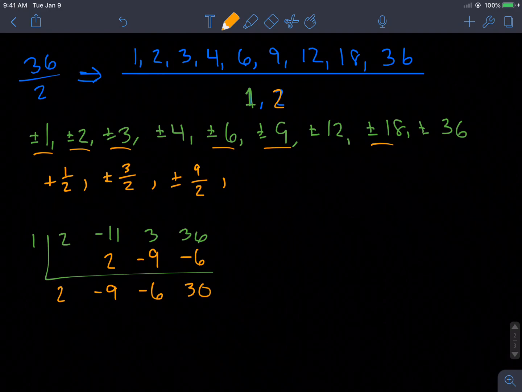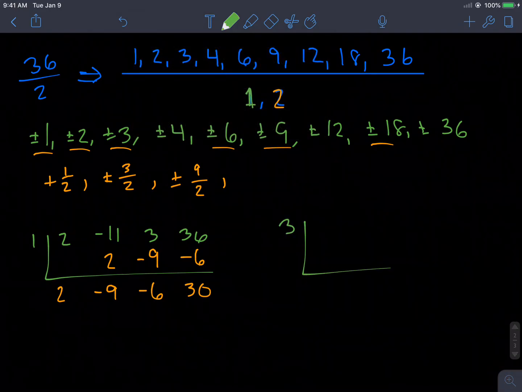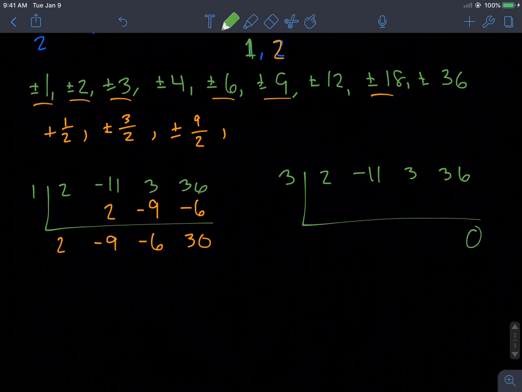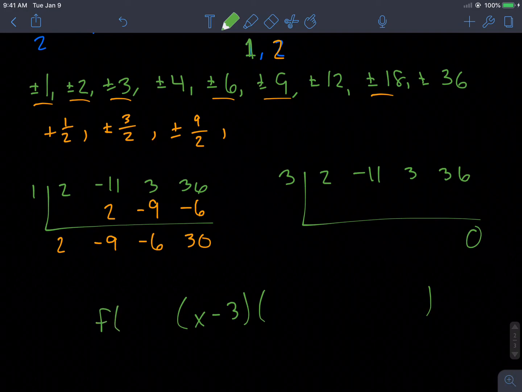I'll let you finish this from here. I'll give you a hint that 3 just might be one of the zeros. Okay, so plug in 3. See if that gets you a 0 down here. If it does, then you've got x minus 3 times some quadratic, and then that should factor, and you'll have your zeros.